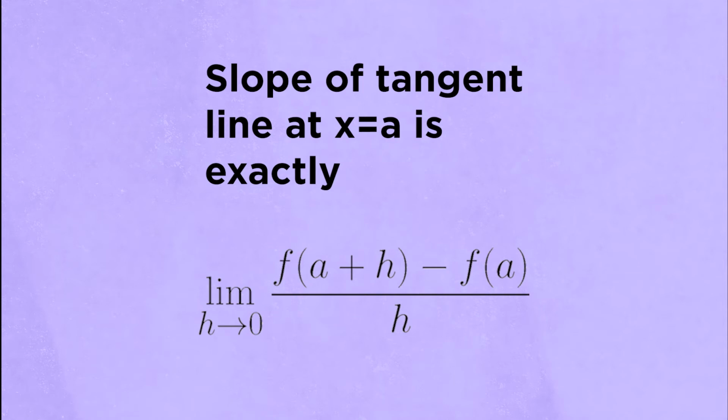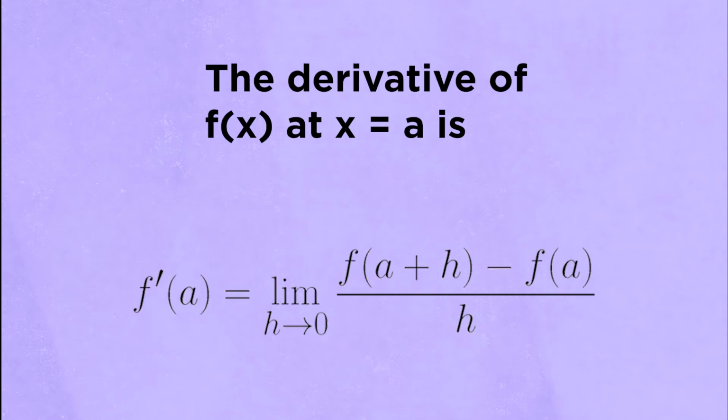The slope of the tangent line is the limit as h approaches 0 of the quantity f of a plus h minus f of a, over h, if that limit exists. We denote this quantity f prime of a and call it the derivative of f of x at x equals a. Let's do an example with a specific point and function. Let f of x equal x squared and a equal 2. What is the derivative of f of x at 2?